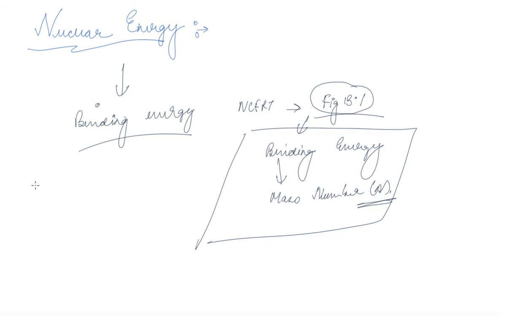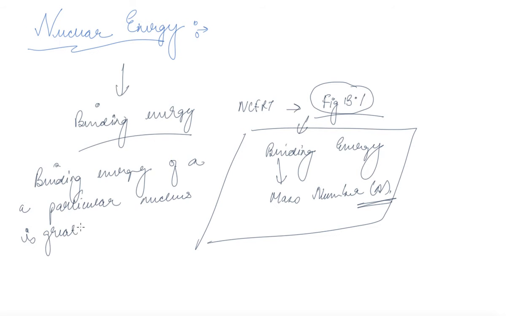Now what we can understand is, if the binding energy of a particular nucleus is large, instead of great, let's put the word large over here, then the mass is small.